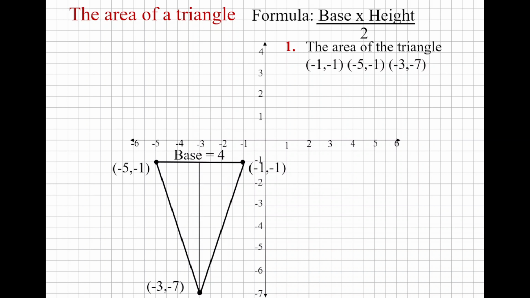The height is the difference between the y values. So the height is -1 minus -7, or 6. The area of the triangle is base times height divided by 2, or 6 times 4 divided by 2, which equals 12.